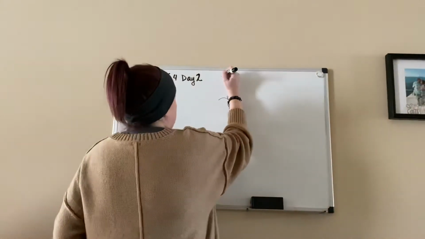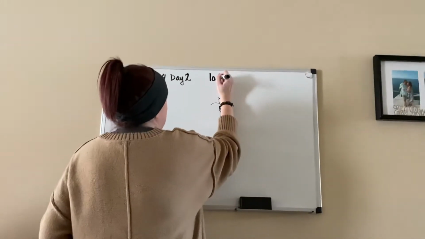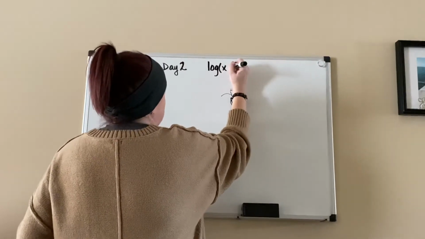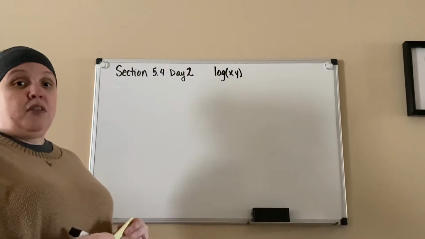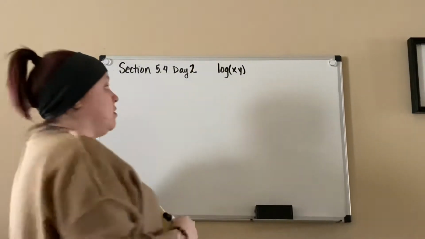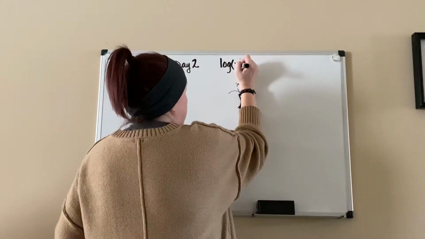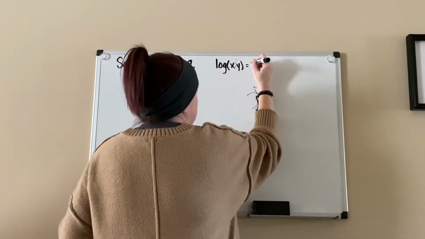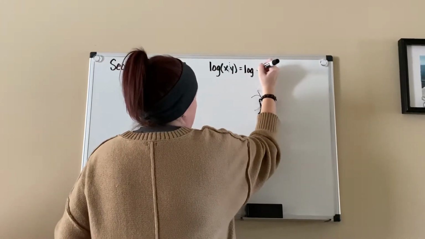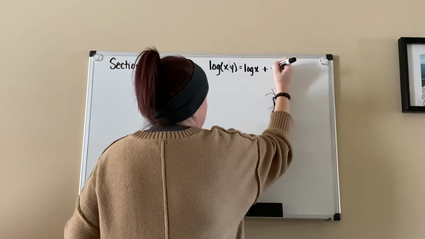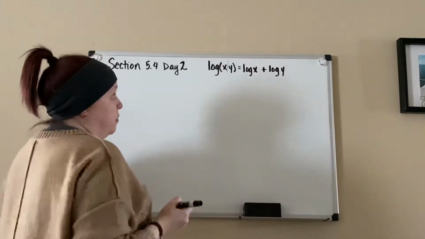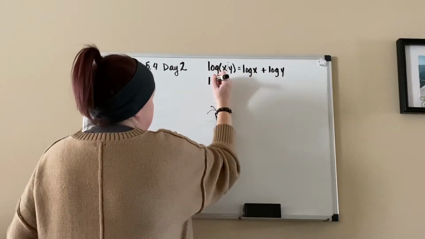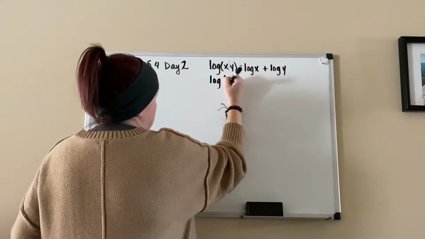So the first one is how to deal with a logarithm if you have 2 things that are multiplied together. If you have 2 things in the logarithm that are multiplied together, you break apart the logarithm where they're multiplied, and it becomes 2 separate logarithms that are added together, like that. And then there is a subtraction property that deals with division.